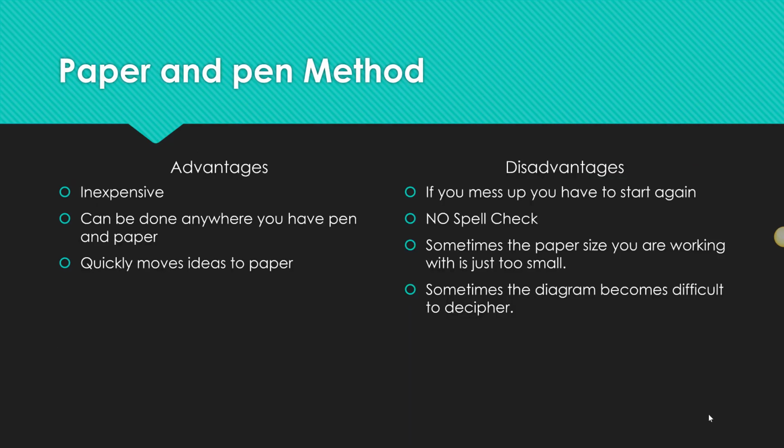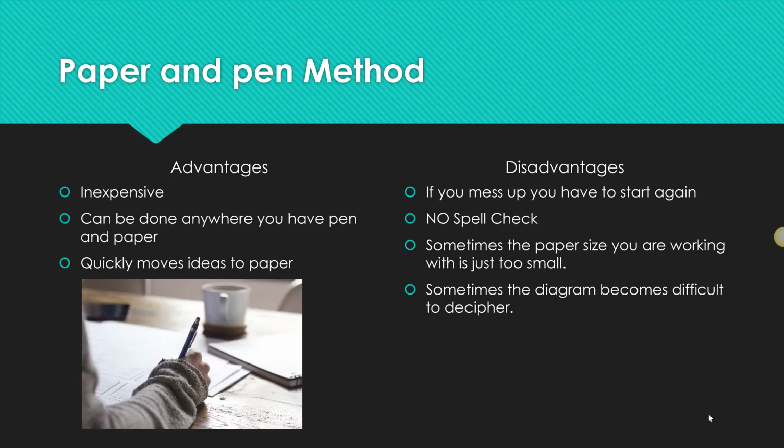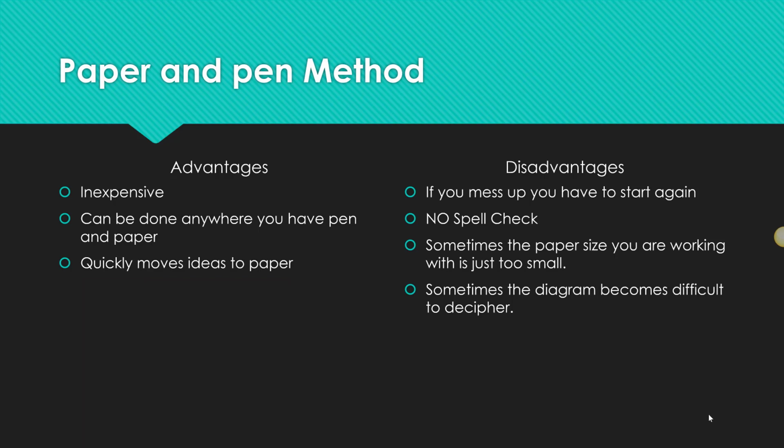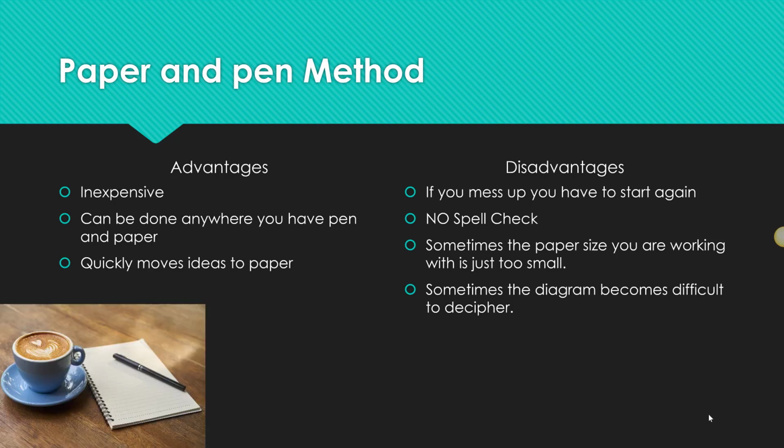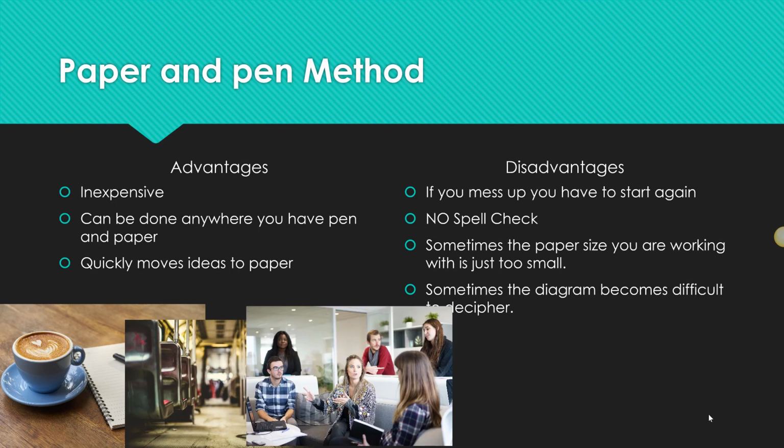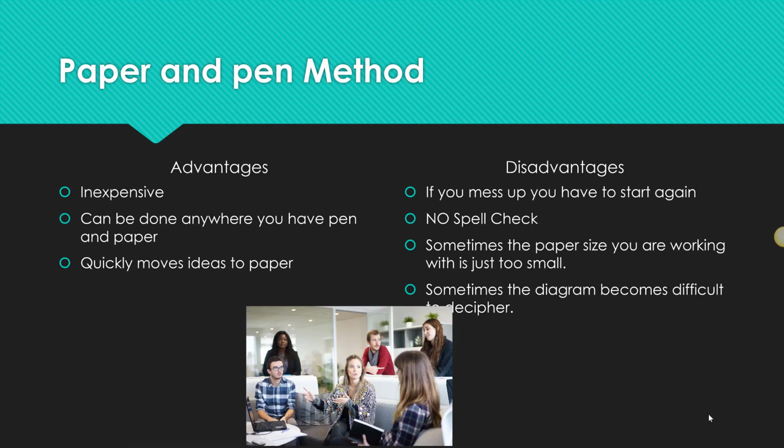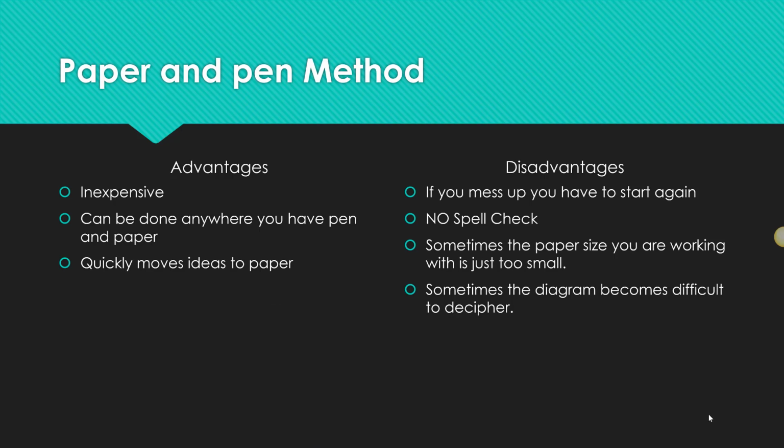So let's talk about the method. Paper and pen method is probably the least expensive of all things that you're going to create. Why? Because you just need some paper and a pen. Pretty simple. It can be done anywhere you have paper and pen: in a cafe, on a subway, during a meeting as you are brainstorming with the team. And it allows you to quickly move ideas to paper and from paper to, say, the programming team.